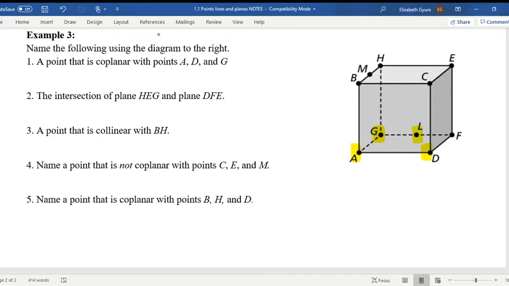So you could name L or F. Those all technically lay on that bottom plane. So we could say L and F.